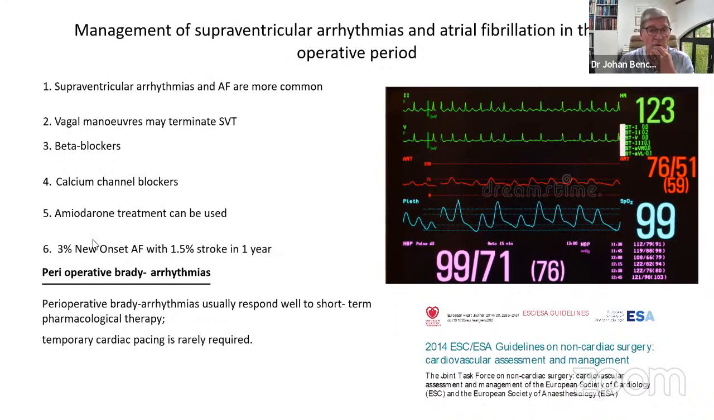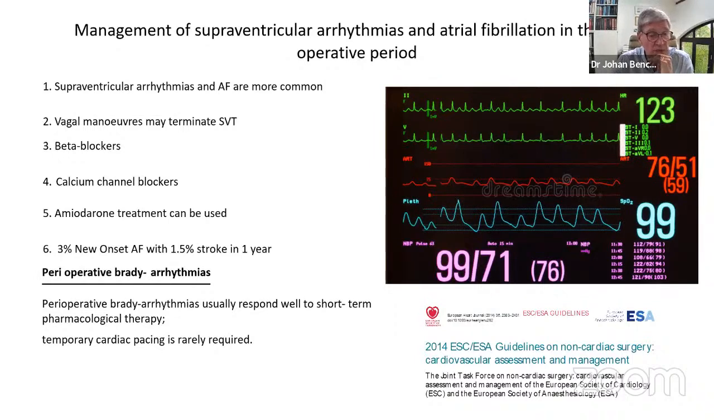AF is the most common arrhythmia that we find, and you can stop it with vagal maneuvers, pressing on the carotid or on the eyeballs, or give them beta blockers or calcium channel blockers as you go. I use amiodarone very, very early on in these patients, especially to get rate control. And you get 3% new onset atrial fibrillation or flutter with a 1.5% stroke rate within 1 year. So you have to treat this quite aggressively.